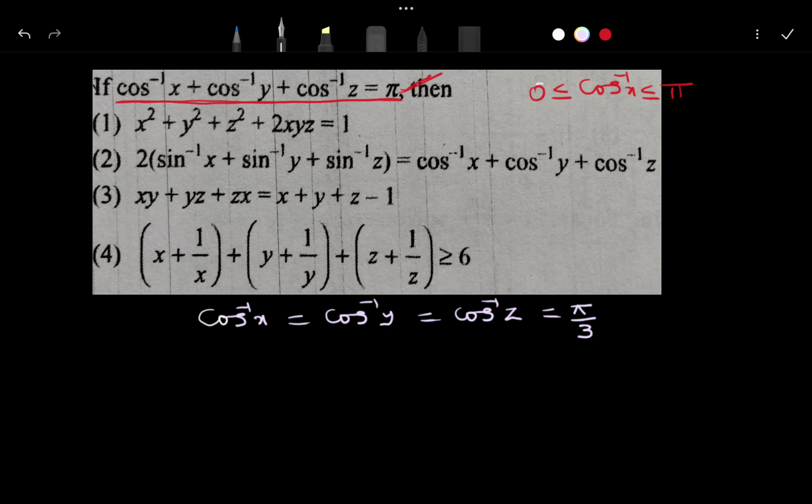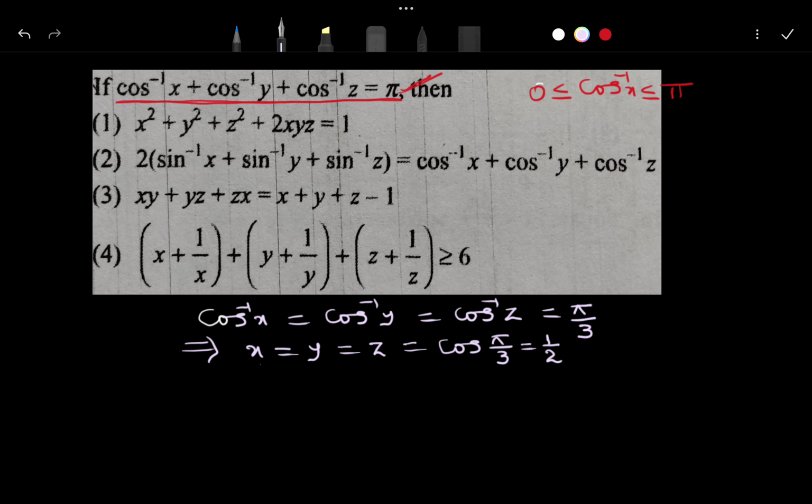Now, after this, you know cos inverse x is equal to pi by 3, which means the x value, y value and z value will all be equal to cos pi by 3. You know the cos 60 value, how much? That is equal to 1 by 2. So I think everyone is clear up to this. Next, what is the simple method to find this? And one more point: you observe that the x value, y value, z value, these three are equal to 1 by 2. That is clearly a positive number, right?